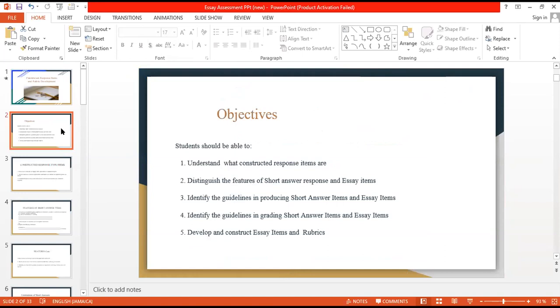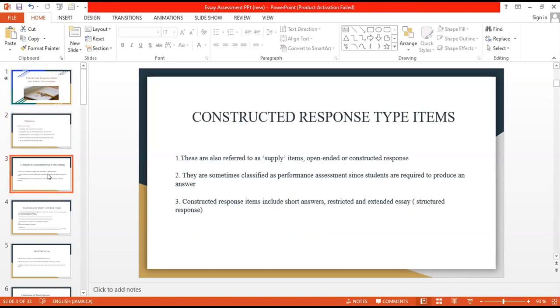So for the objectives, students should be able to understand what constructed response items are, distinguish the features of short answer response and essay items, identify the guidelines in producing short answer items and essay items, identify the guidelines in grading short answer items and essay items, and develop and construct essay items and rubrics.